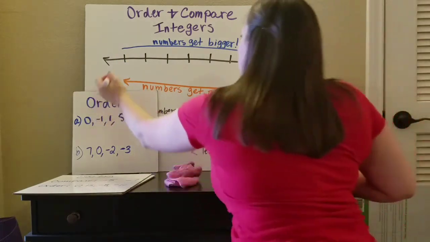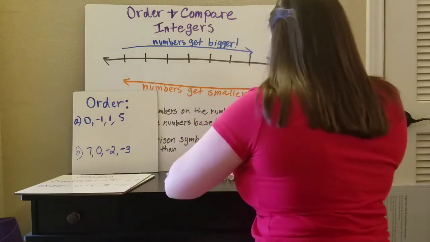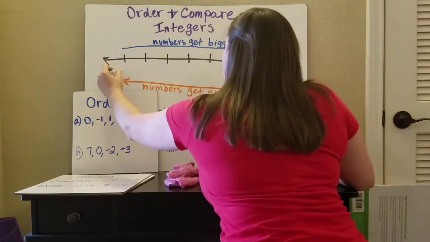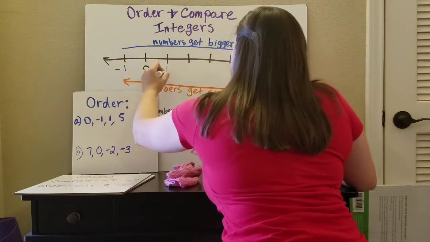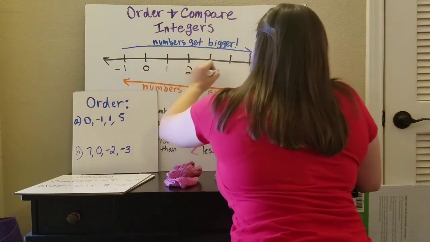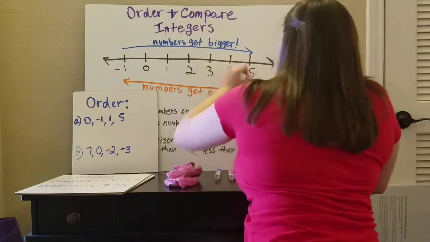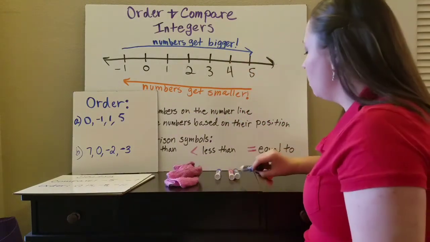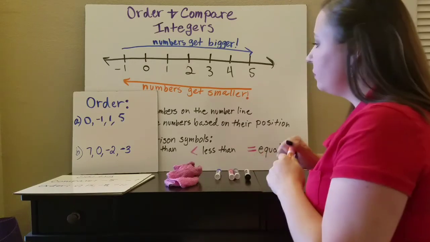So I will start here. We got -1, 0, 1, 2, 3, 4, 5. Okay, that worked. So now let's go through and let's plot our numbers on this number line.